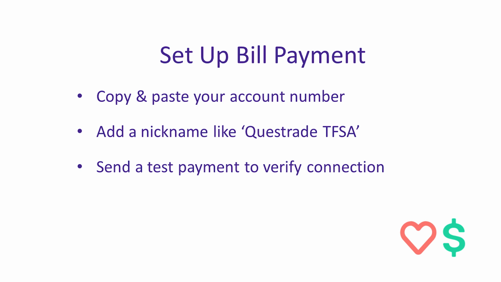From there, I really suggest adding a nickname on your online bank to this bill payee. Oftentimes it'll just show up as Questrade and then the account number, which is a super random number. And especially if you have an RSP and a TFSA, it's really, really helpful to add a nickname. You can just call it Questrade TFSA, Questrade RRSP, Questrade RESP if you've got one of those. That way it's going to be super clear which account you're putting money into.